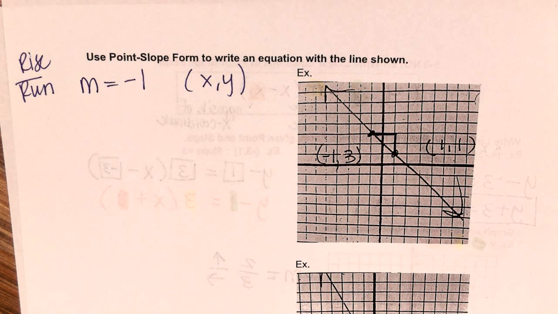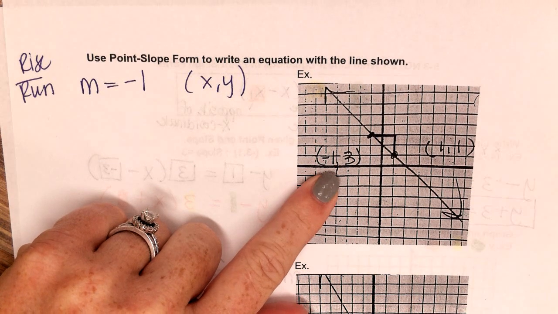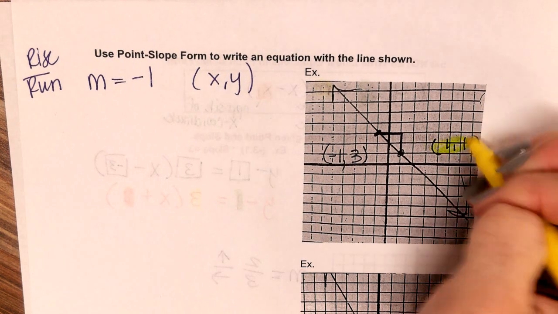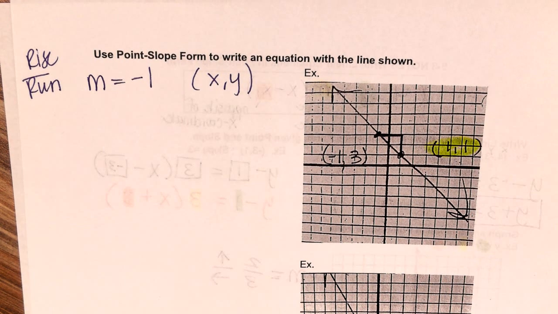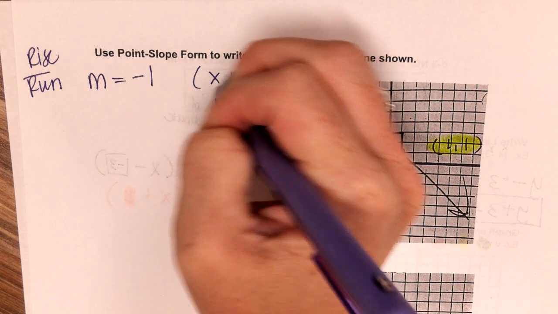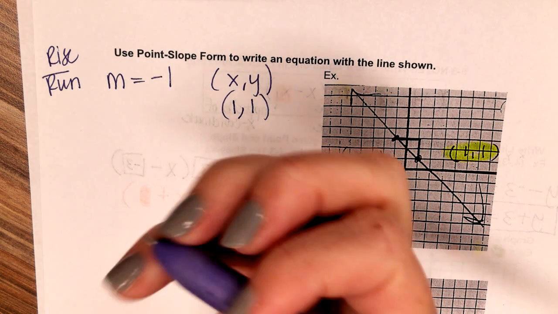Now we need a coordinate. Which one of these do y'all want to use? You pick. 1 and 1? All right, highlight it because that's the one we're going to use. So my coordinate, I'm going to write down, is (1, 1). So now I have my slope and I have a coordinate. So what I want y'all to do is write down the equation form from your star chart. Write down the point-slope form.